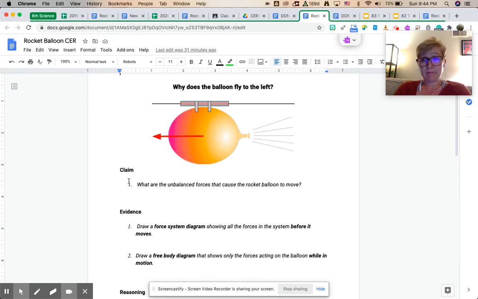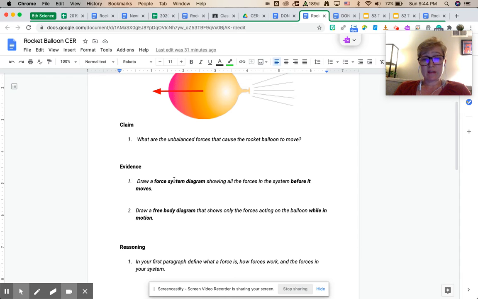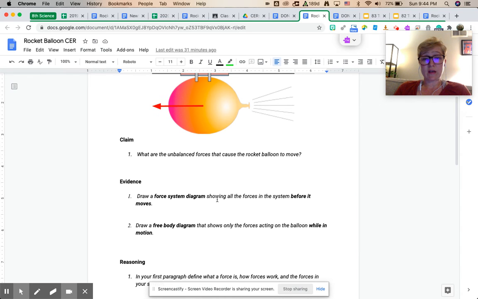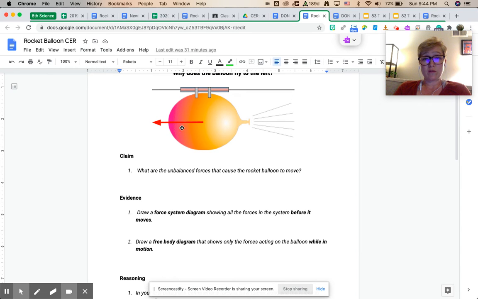So your claim, you need to tell me what are the unbalanced forces that cause the rocket balloon to move. For your evidence, you're going to draw a force system diagram showing all the forces in the system before it moves. So you have to use your imagination here a little bit. Imagine there's a hand here holding the balloon closed, and it's still and it's not moving.